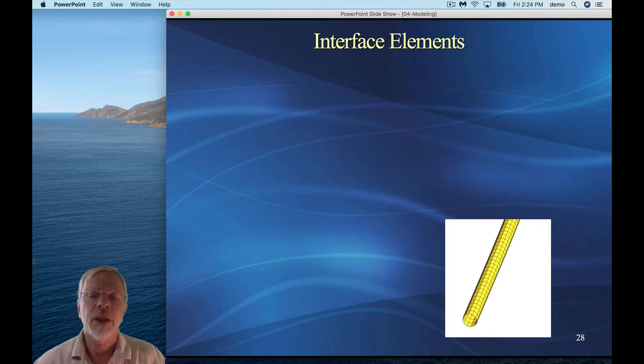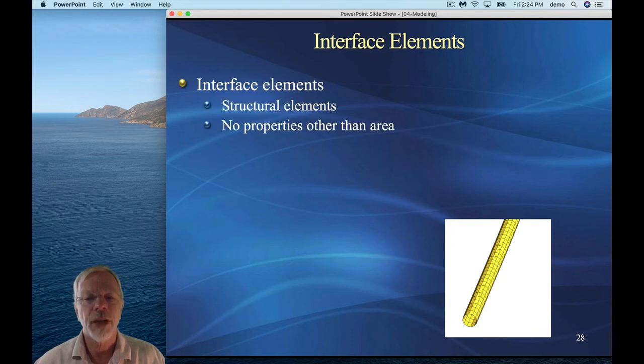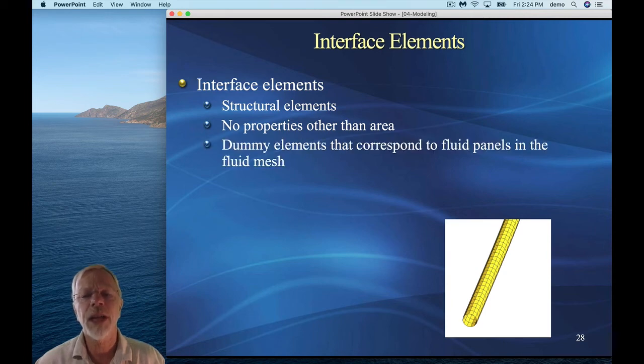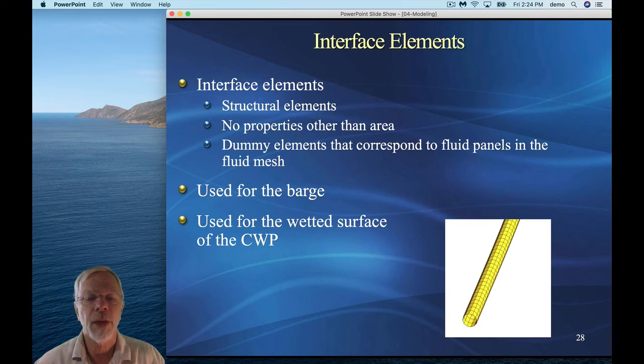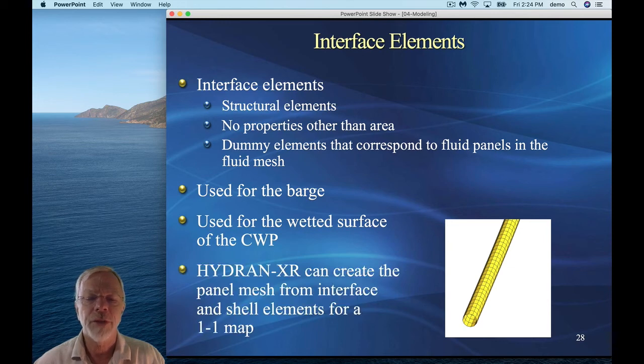HydroNXR allows interface elements to be defined in the structural mesh. This is for convenience. The interface elements are structural elements, but they really have no properties other than area. They're dummy elements. They're meant to correspond to fluid panels in the fluid mesh. So we use these for the barge, and we also use these for the wetted surface of the cold water pipe. And then HydroNXR, from these interface elements, can create the panel mesh automatically from the interface elements and from the shell elements.